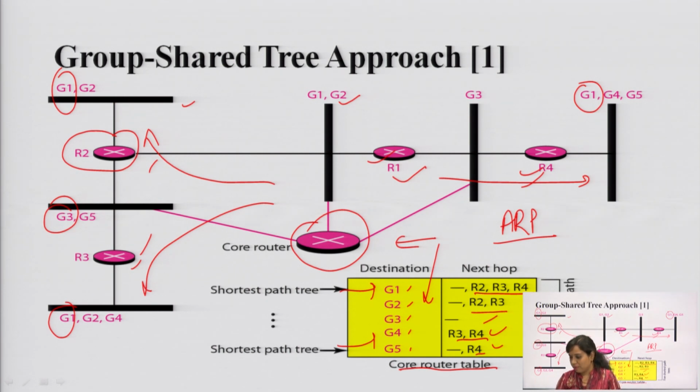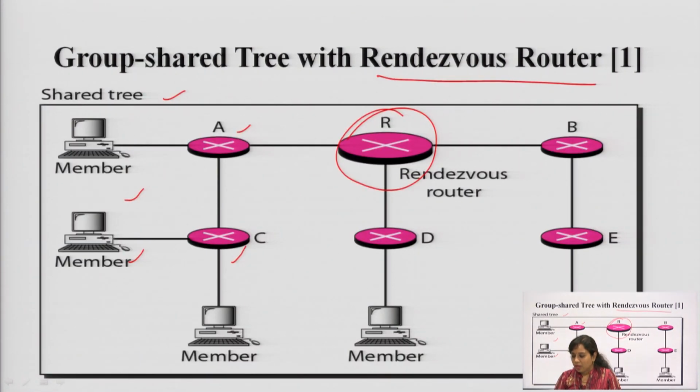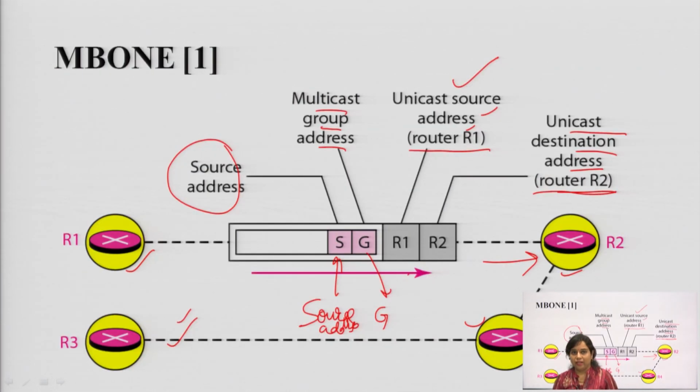So, we have discussed this group shared tree approach. Then we discussed multicasting protocols, group shared tree, then tunneling, which is associated with ATM only. Then the last topic was MBONE, where the source address, multicast group address and unicast source address are mentioned in the packet which has been formed, consisting in the header part of this particular frame.